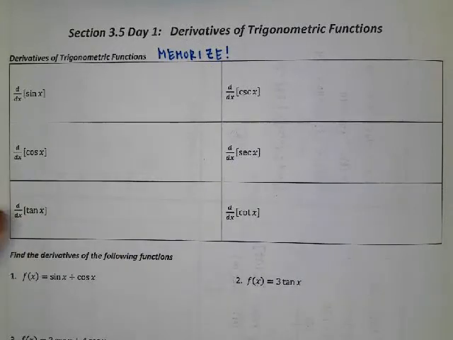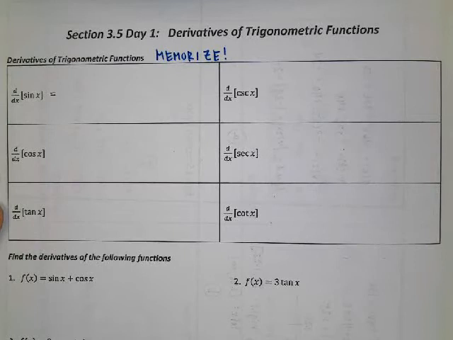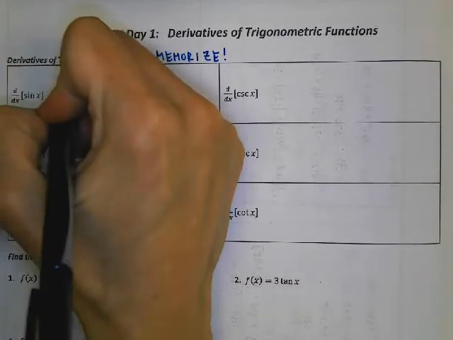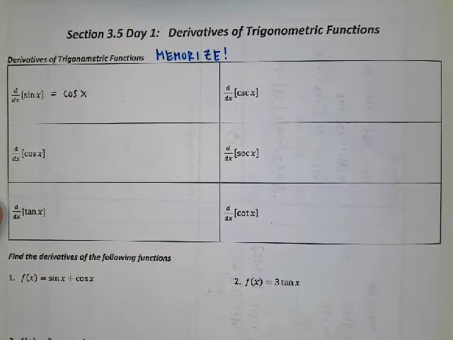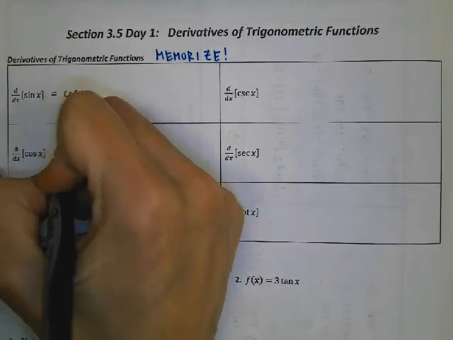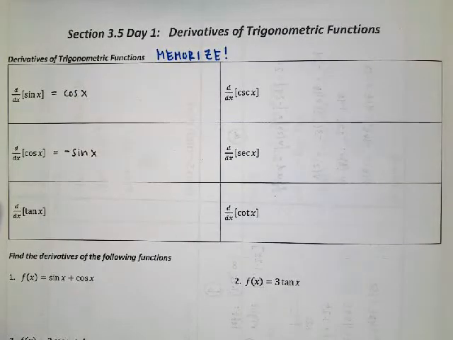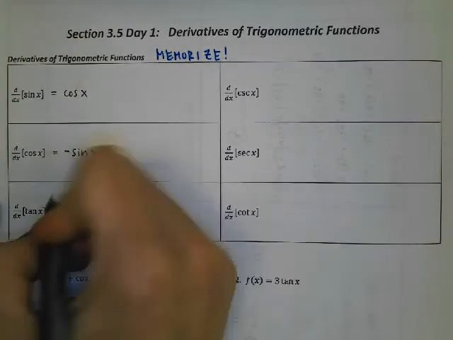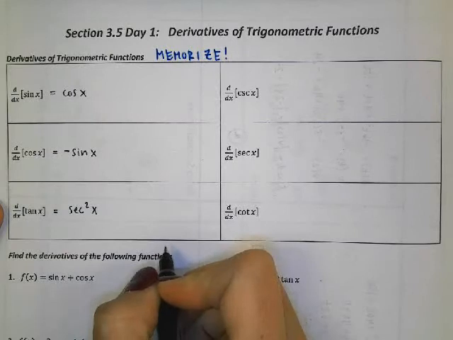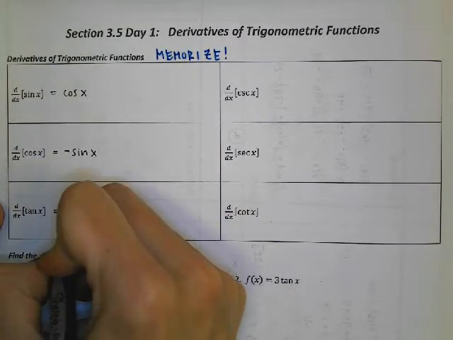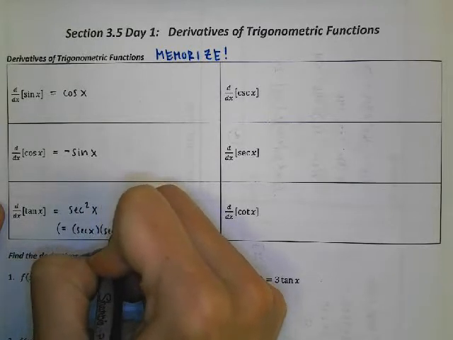Okay, so here's some of the derivatives. We have 6 derivatives for our trig functions here. So the derivative of sine x is cosine of x. The derivative of cosine of x is the opposite of sine of x. Derivative of tangent x is secant squared of x. Okay, so that's equivalent to saying secant of x times secant of x.